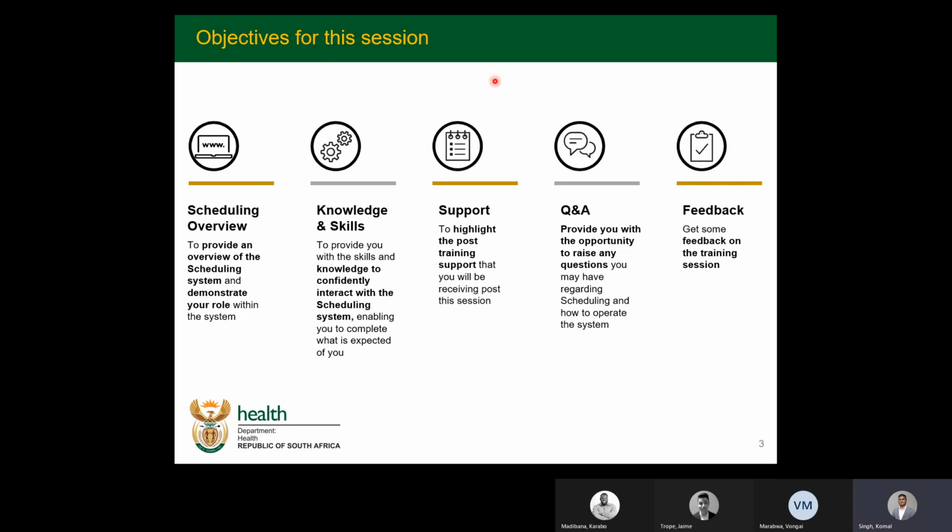So this talks about the objectives for today's session. The first one is the scheduling overview. The scheduling overview provides an overview of the scheduling system, as well as to demonstrate your role within the system. There's knowledge and skills. So we aim to provide you with the skills and knowledge to confidently interact with the scheduling system, thus enabling you to complete what is expected of you.